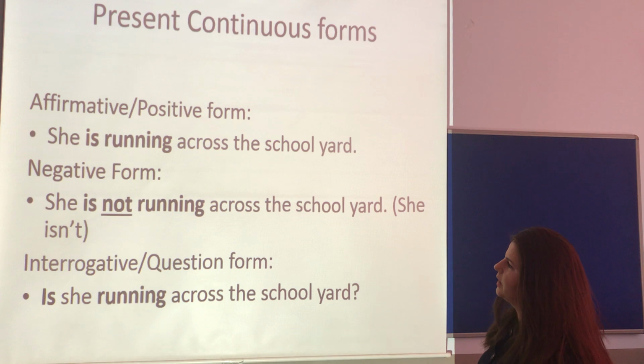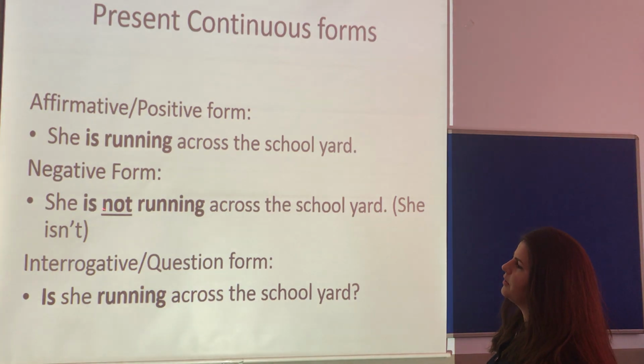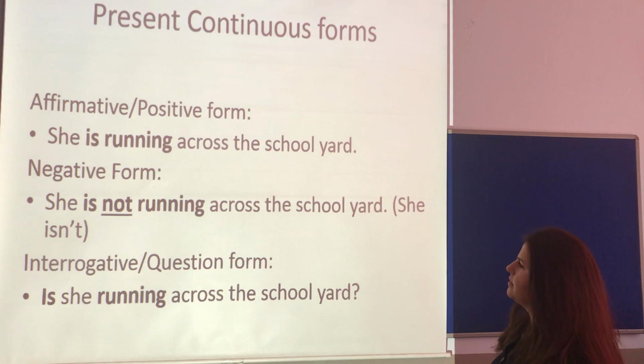Negative form. She is not running across the schoolyard. Well, we can see that the negative form is done by adding not between the verb to be and the verb running. The subject here is she, and across the schoolyard remains the same. The contraction for she is not is she isn't.